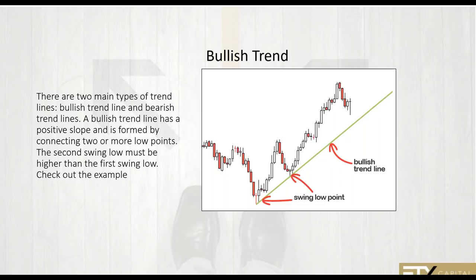A bullish trend line has a positive slope and is formed by connecting two or more low points. The second swing low must be higher than the first swing low. So in other words, swing low, and now we've established a bullish trend line. We've extended it out in the future, but this is not a valid trend line because it hasn't made the third touch.